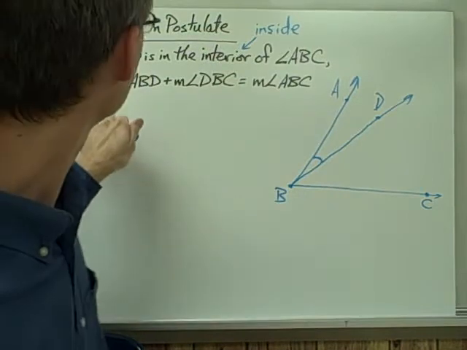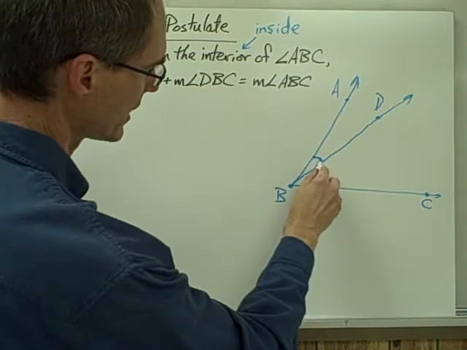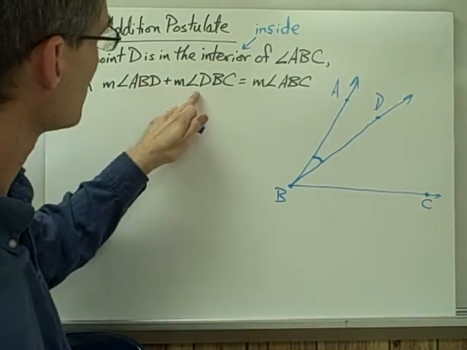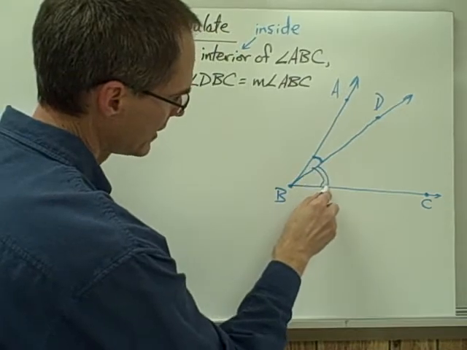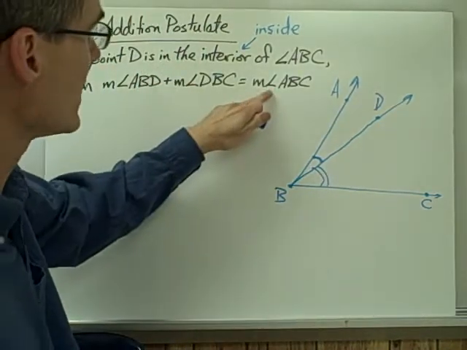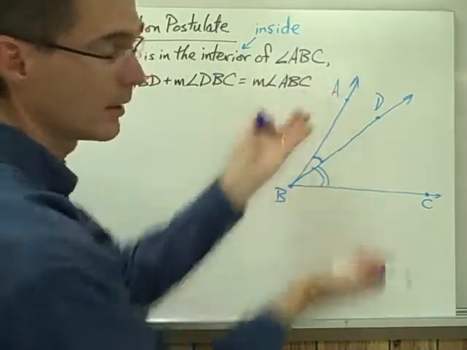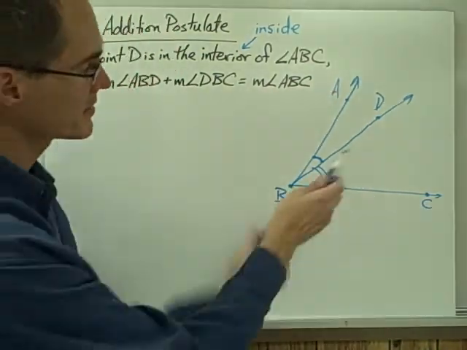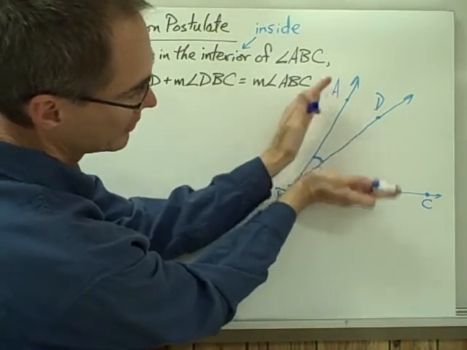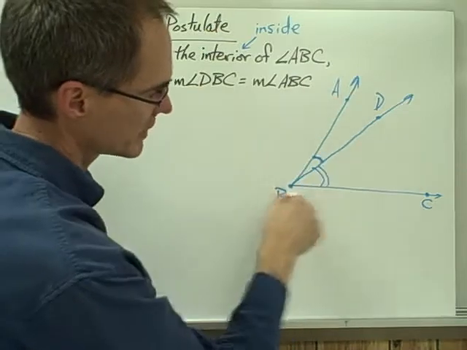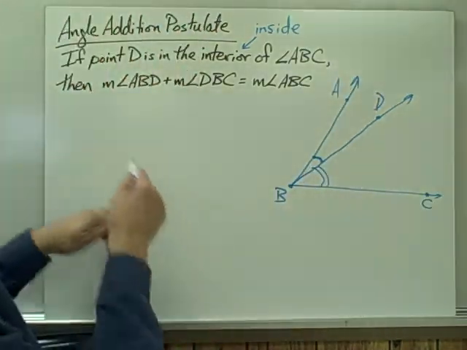So according to the angle addition postulate, the measure of angle ABD, which is this small angle here, plus the measure of angle DBC, which is this larger angle here, equals the measure of angle ABC, which is this whole big angle here. If you think about it, that kind of makes sense. This small angle plus this slightly larger angle, if you add those two angles together, then you just get the whole angle. And that's all the angle addition postulate says.